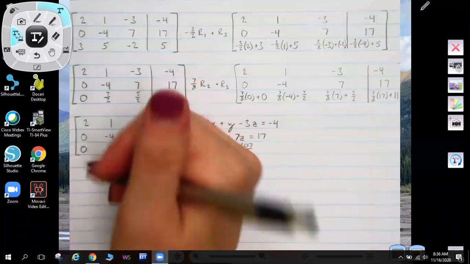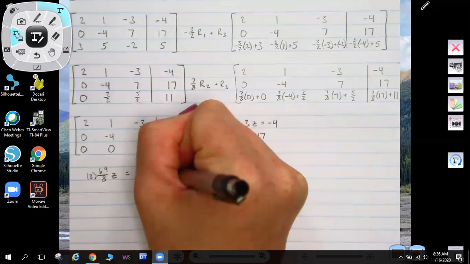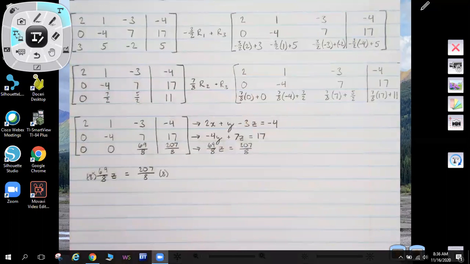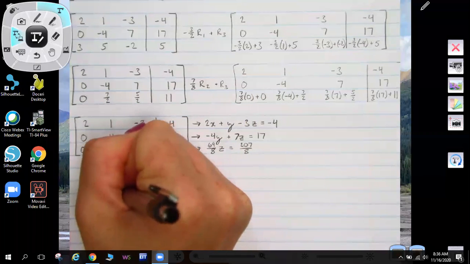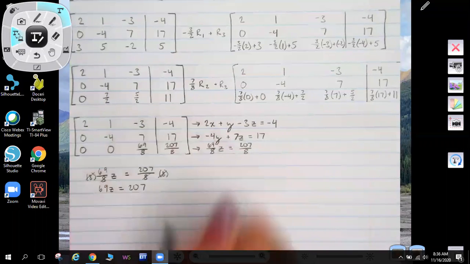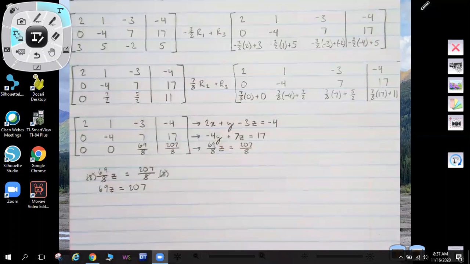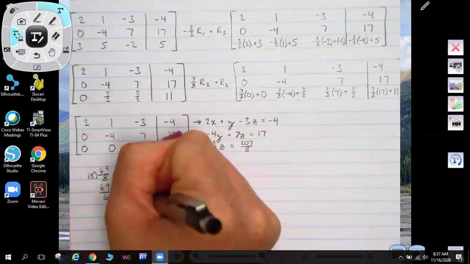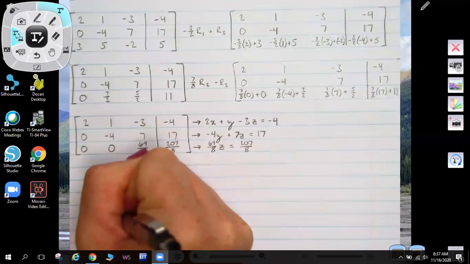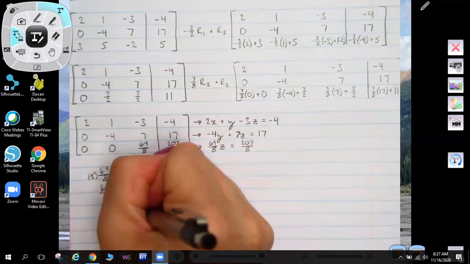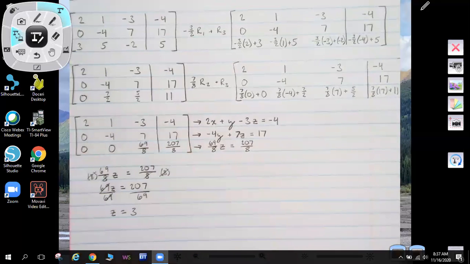So the first thing that we can do is multiply both sides by 8. What that's going to do is cancel out the 8s and leave us with 69z. Cancel out the 8s on this side. We're left with 207. Divide both sides by 69 to get z by itself. 207 divided by 69 is 3. So we get z equals 3.